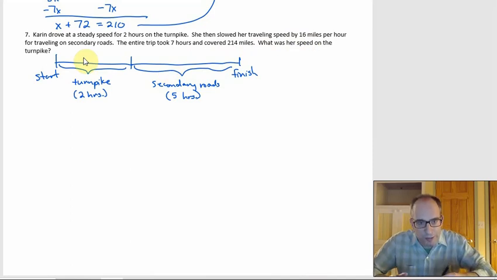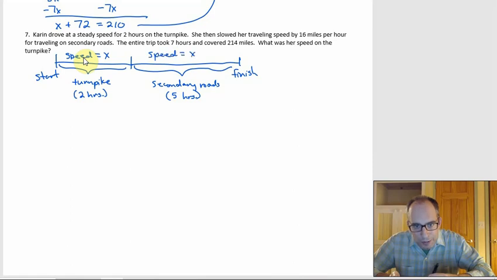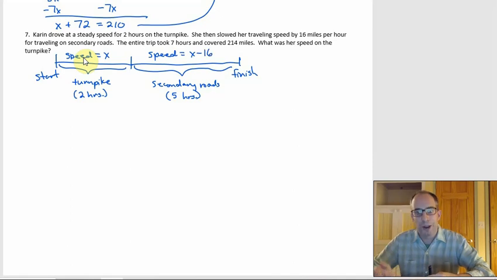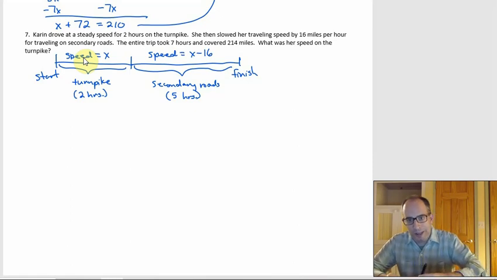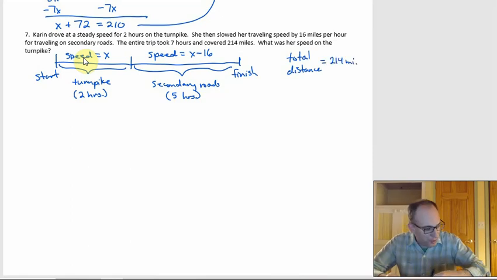So I'm going to say if on the turnpike her speed was X, then here on the secondary roads, her speed would have been X minus 16, right? Because it's 16 miles an hour slower. Other stuff that we know, I'll just put this off to the side, is that the total distance is 214 miles. So we're going to need that.